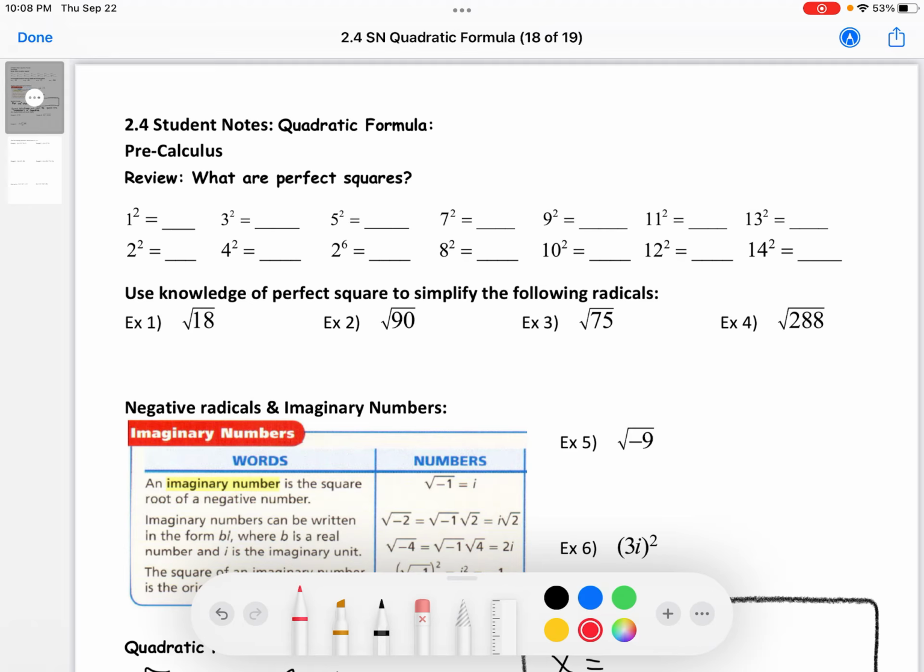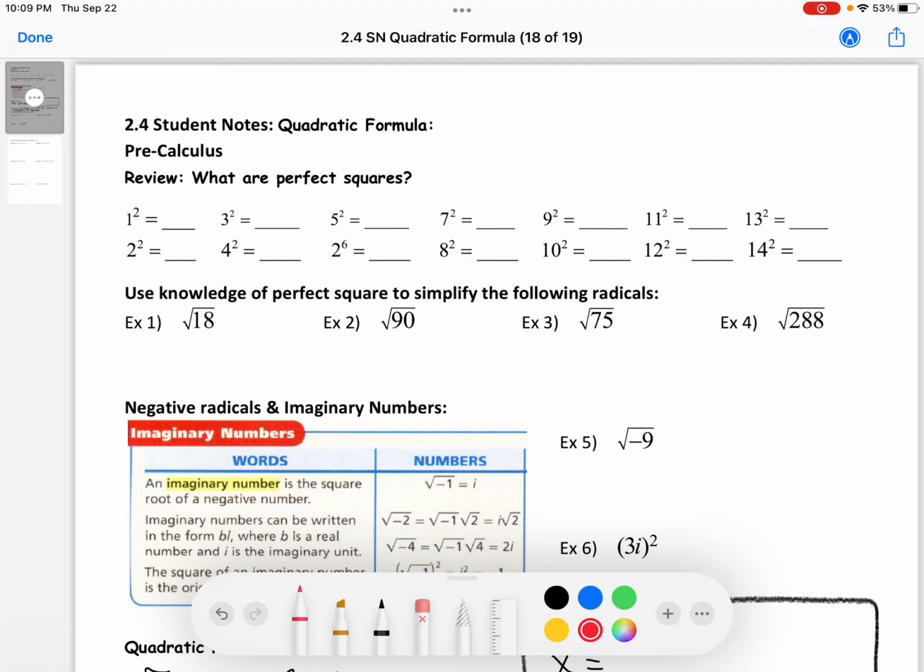All right, everybody, welcome to 2.4. This is the quadratic formula, and it is something you've seen before. We are going to really focus on the quadratic formula when there's some negatives, where we don't always like them.